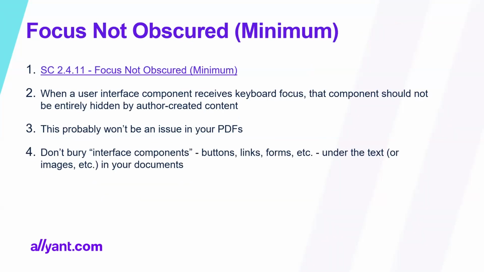So the next one is focus not obscured. This is at the minimum level. This is success criteria 2.4.11. And what this is, when a user interface component receives keyboard focus, that component should not be entirely hidden by author-created content. So this is the focus not obscured minimum requirement. The enhanced requires that components aren't hidden at all, right? But for the minimum requirement, it's that the component should not be entirely hidden by author-created content.